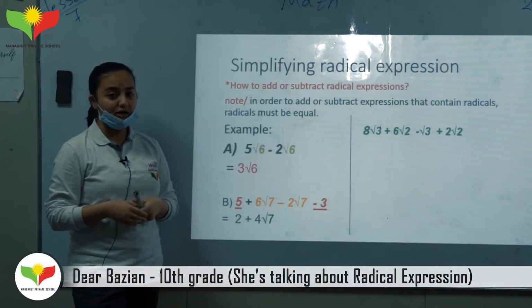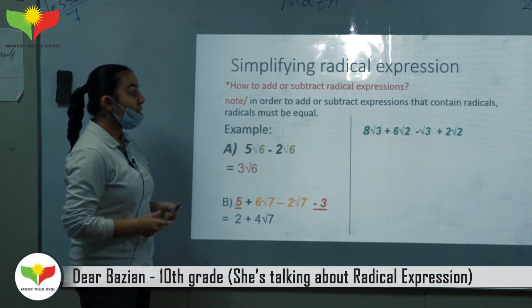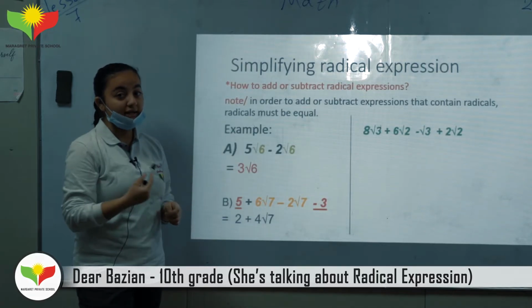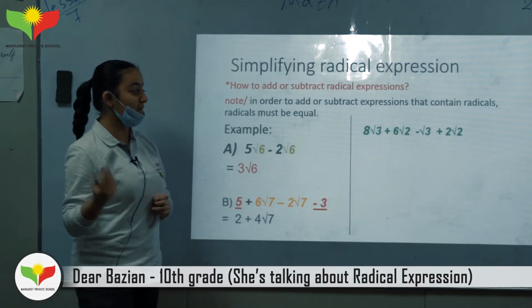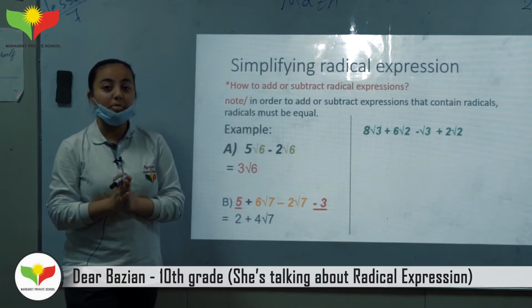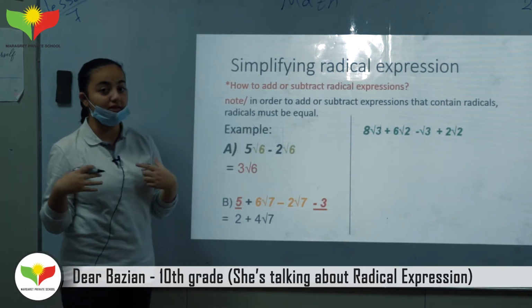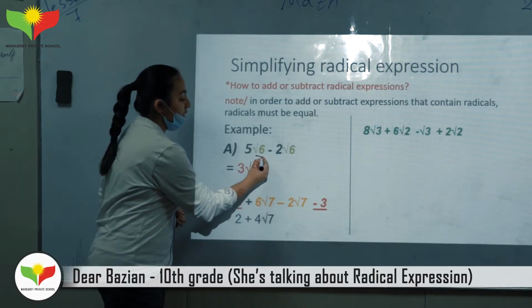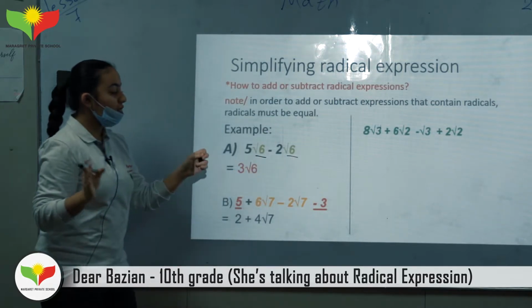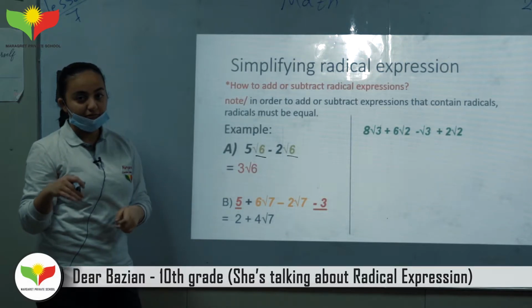Simplifying radical expressions. How to add or subtract radical expressions. Note: in order to add or subtract expressions that contain radicals, the radicals must be equal. What do we mean by that? We mean that the radicals, meaning the square roots, have to be equal, like in this example. In order to add or subtract them, they must be equal.